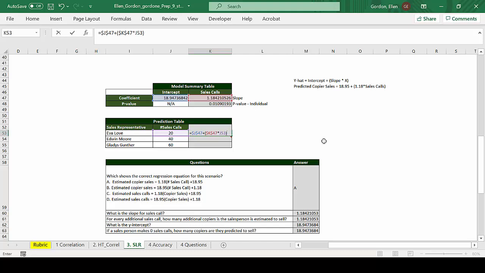So Eva made 20 sales calls, and she is predicted to sell 42.63 copiers. And then I should just be able to copy it down. And you can see that all my references are correct, and we are going to want to format this to 2 decimal places.